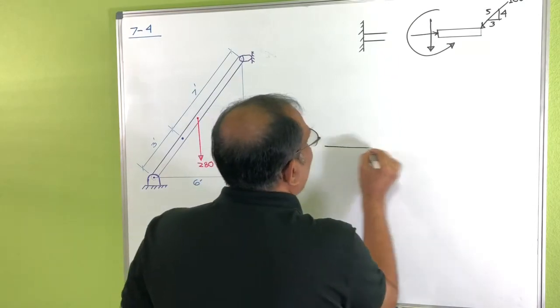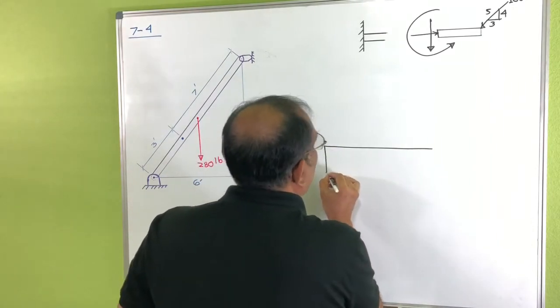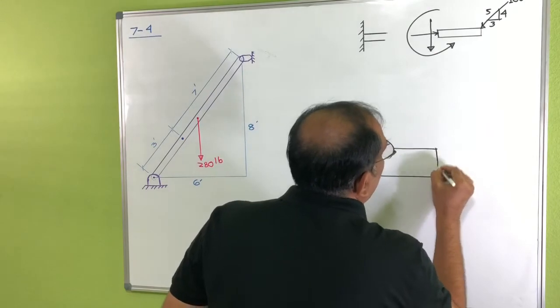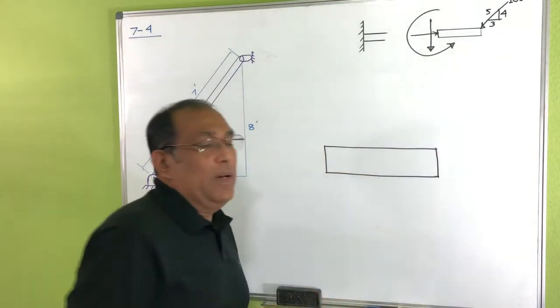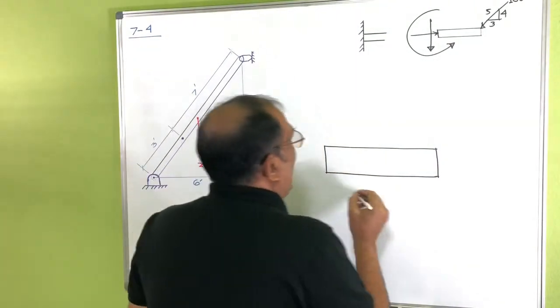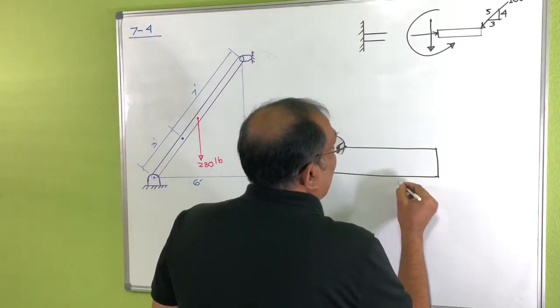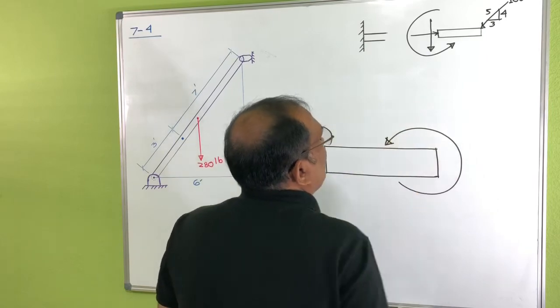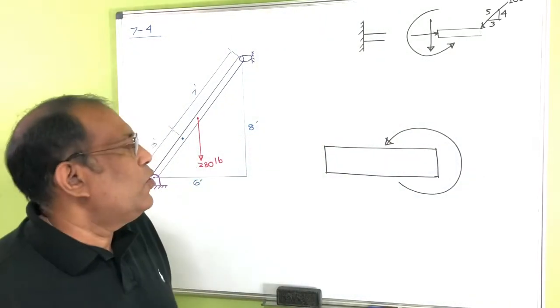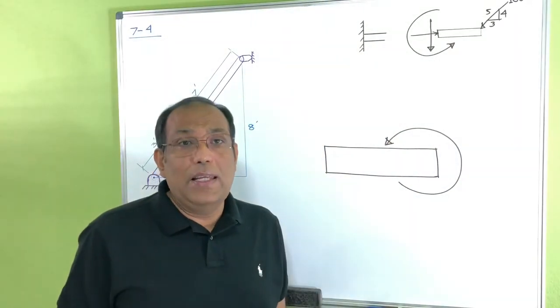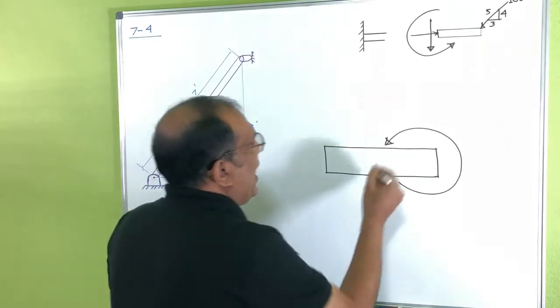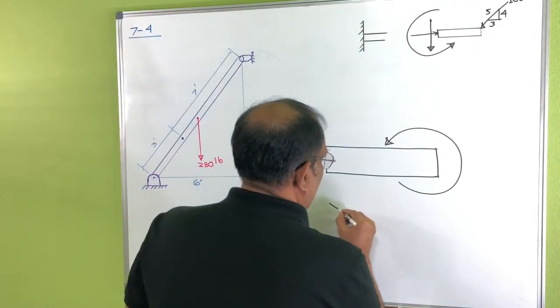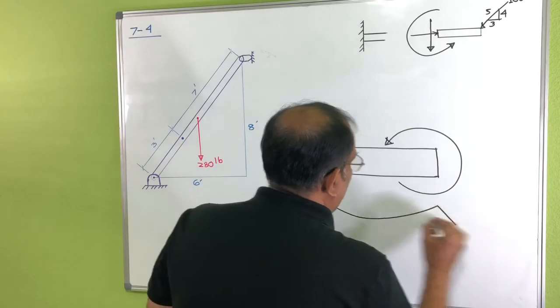Let's say any rigid member here, and I am trying to show a rotation like this, a bending moment like this. So what will happen if this one has changed? You can see this one will try to go like this.